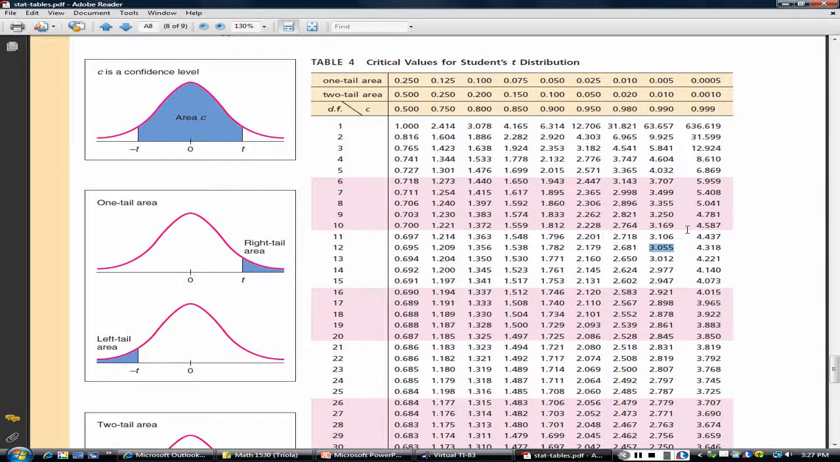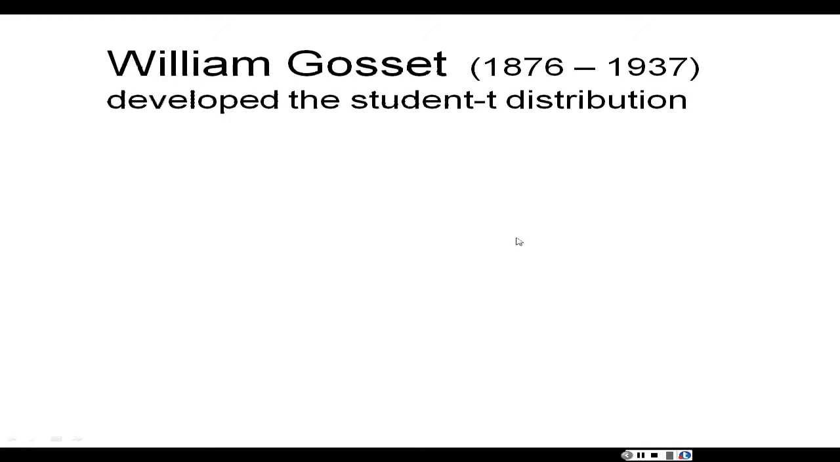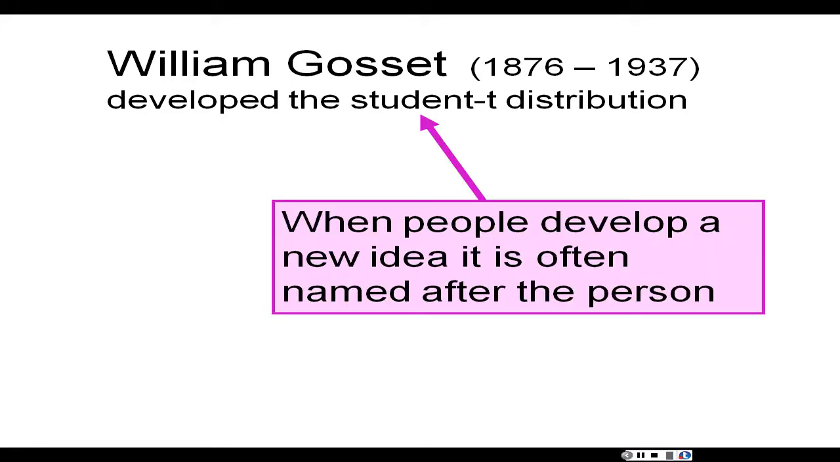Okay, let's go ahead and look at the rest. So now we're going to continue. Who developed the t-distribution? This part is not going to be on your test, but it is an interesting thing. It's William Gossett. He was born in 1876, and he died. Okay, so William Gossett developed the student t-distribution. When people develop new ideas, it is often named after the person.